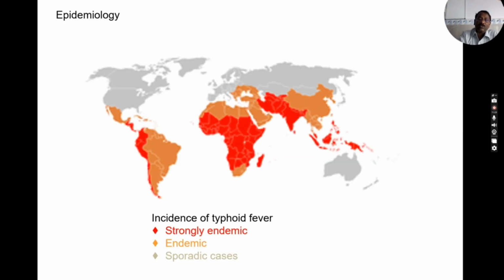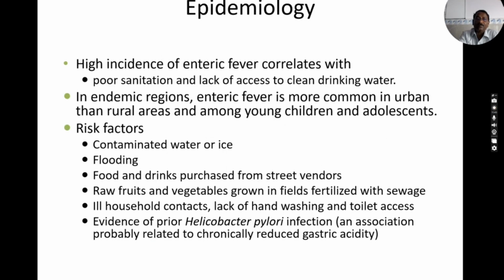See, the incidence of the strongly endemic is in India and the subcontinent: India, Pakistan, Afghanistan, all these places, and also Africa. Not in Europe or in Australia or in North America. See, high intensity of enteric fever correlates with poor sanitation and lack of access to clean drinking water. That clearly shows that India is still a developing country.